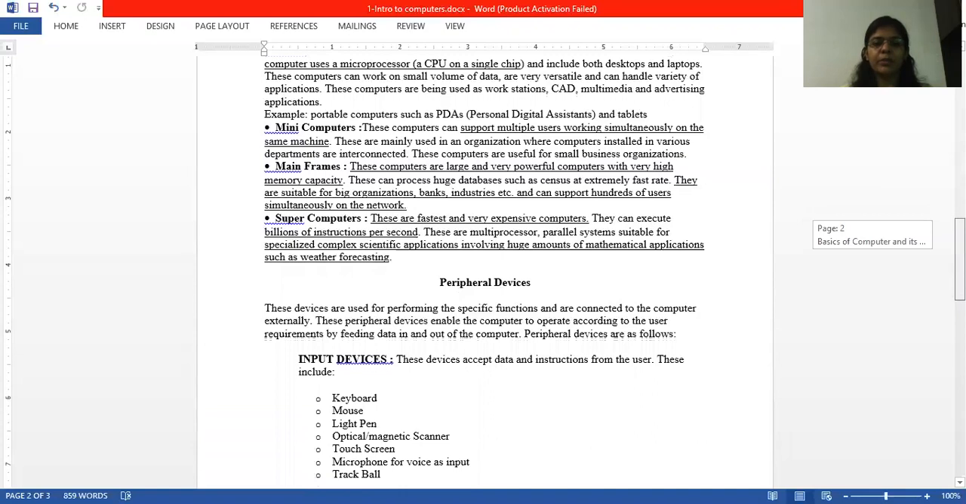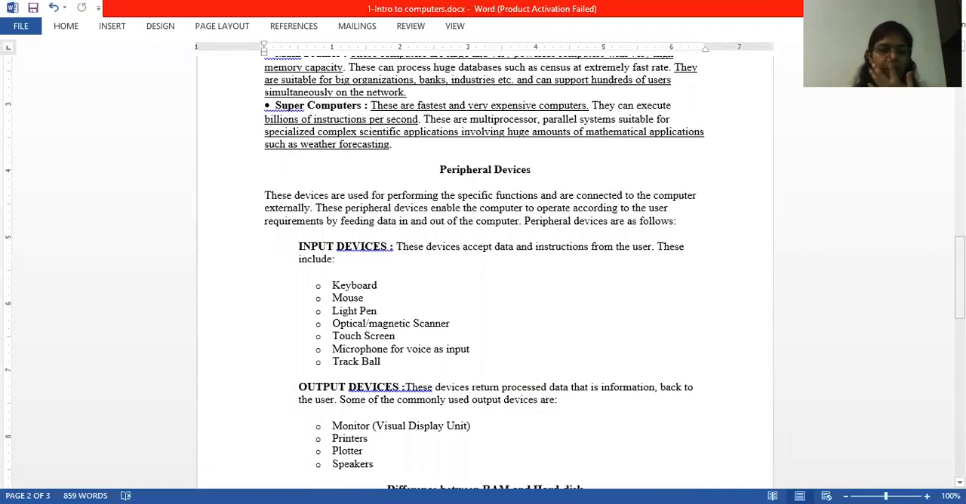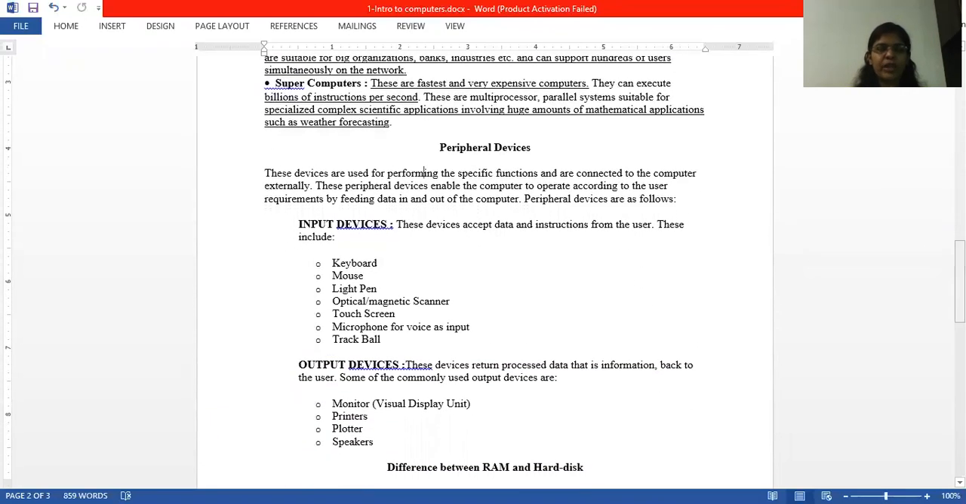Now we understand the basic term: what do you mean by peripheral devices? Peripheral devices are external devices that are connected to your computer or your PC. These devices are used for performing a specific function and are connected to the computer externally. As you know, some input devices and some output devices are connected to your system. Like you connect your pen drive externally to the system, you connect your mouse externally to your system.